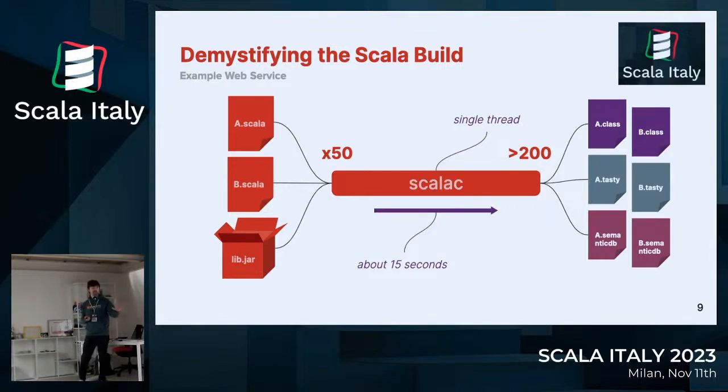You have TASTy files. These contain signatures of all the definitions in your code, and this is used to type check against libraries. So when you download a library, you read the definitions in the TASTy file, and that lets you use those definitions in your code. And then we might produce SemanticDB, which has to do with text editors and going to definition, stuff like that.